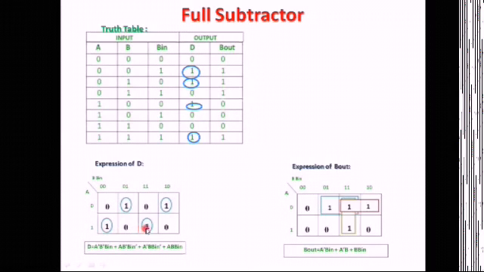Next is this box 1 1 1. For 1 1 1 it is 1. So this is 1 1 and 1. So it is 1. So we are making the pairing like this. This one, this one, this one and this one. The pairings are done with circle. So D will be equal to A bar B bar B in plus A B bar B in bar plus A bar B B in bar plus A B B in.